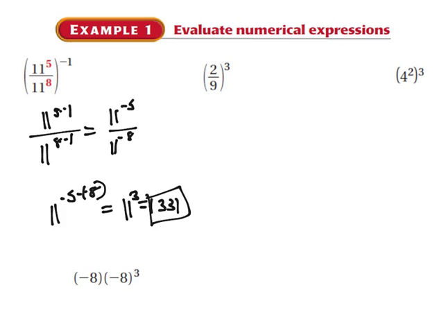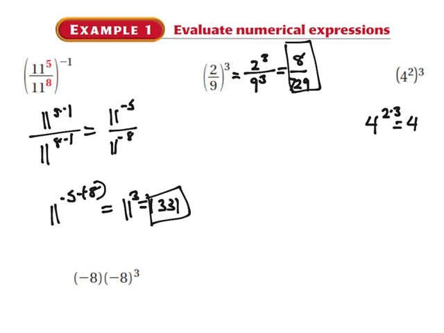So 2 over 9 to the 3rd would be 2 to the 3rd over 9 to the 3rd. So that's 8 over 729, which is not reducible, so this is your answer. Then we have this one, and again they multiply. So this one is 4 to the 2 times 3, or 4 to the 6. And 4 to the 6th power equals 4,096.